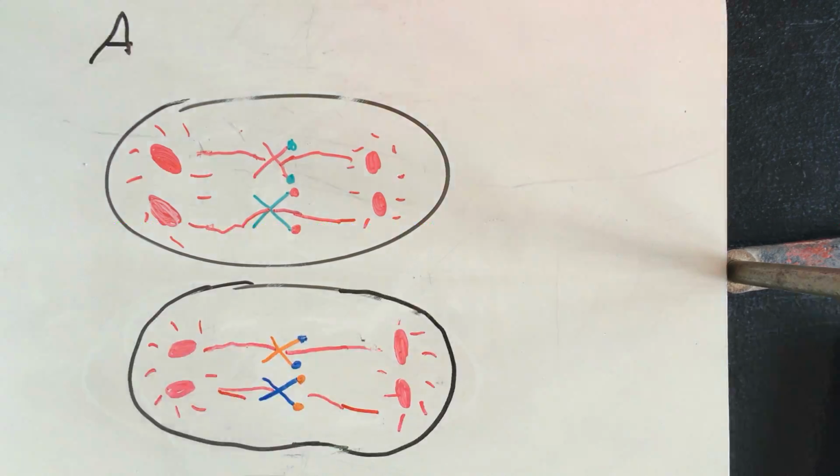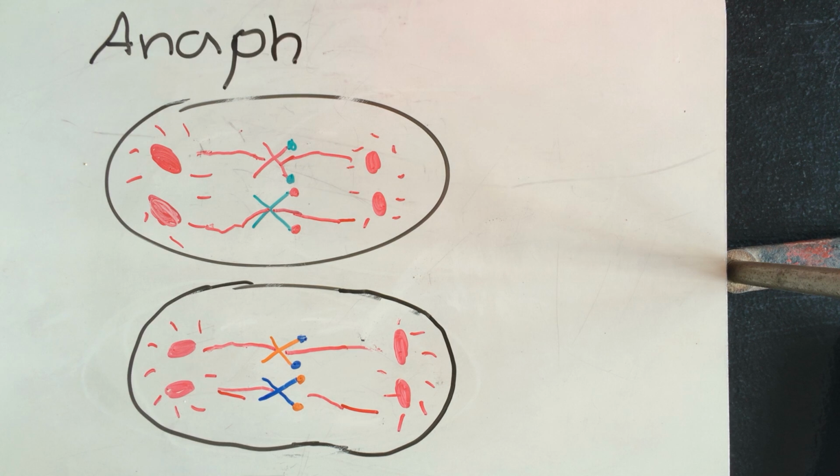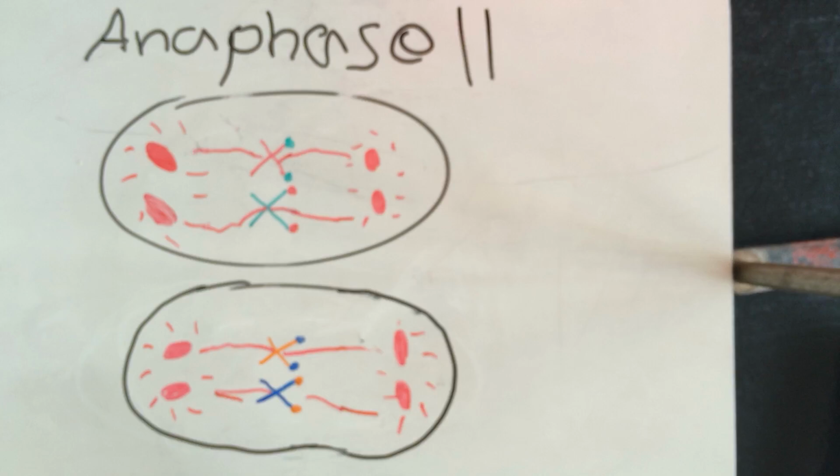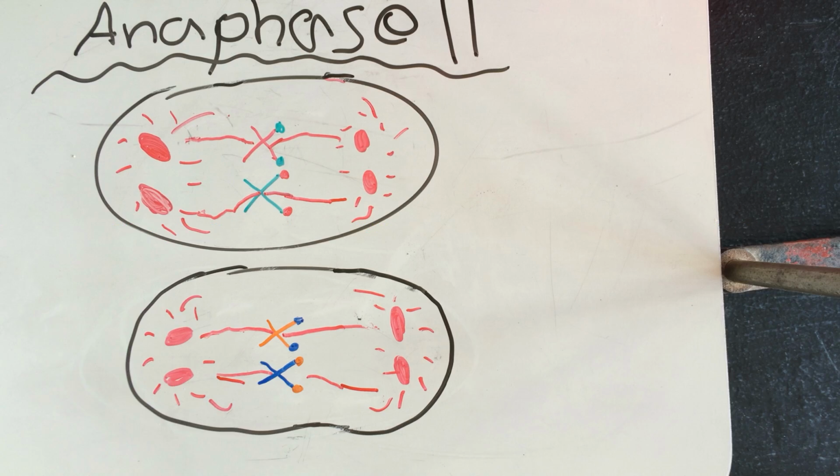In metaphase 2, the chromosomes line up in single file along the middle of the cell. Along with this, spindle fibers attach to the centromeres. In anaphase 2, sister chromatids separate and move to opposite ends of the cell.